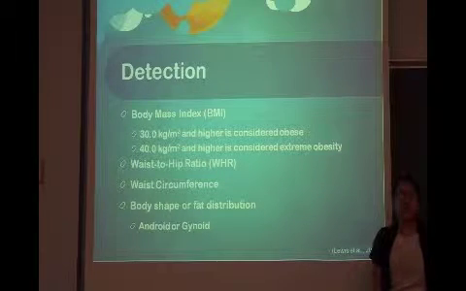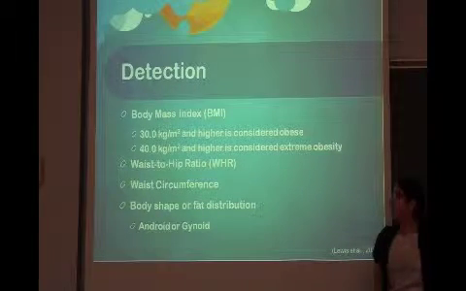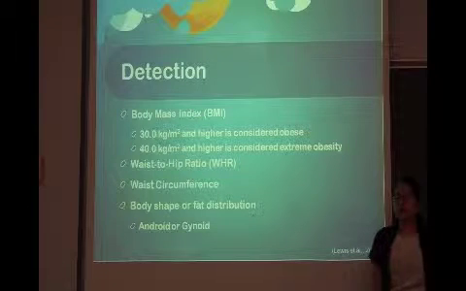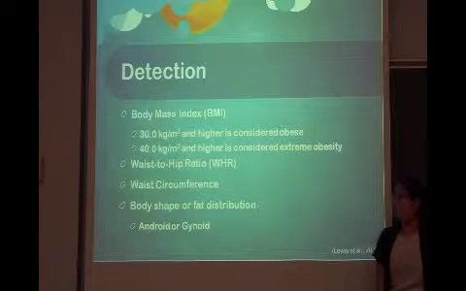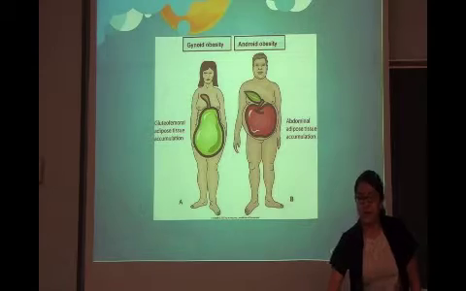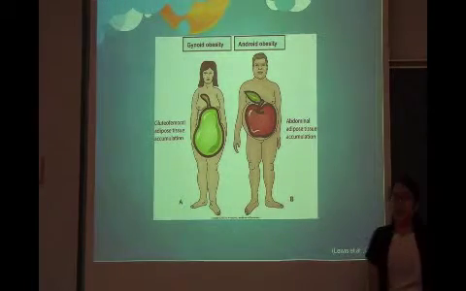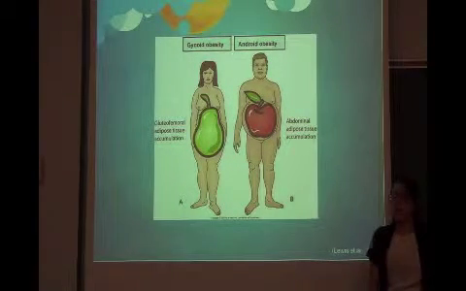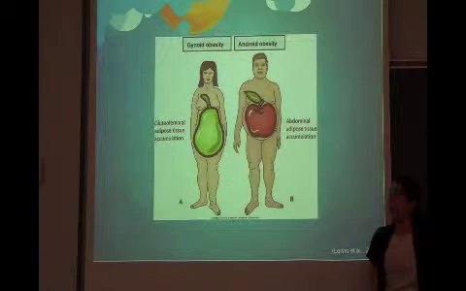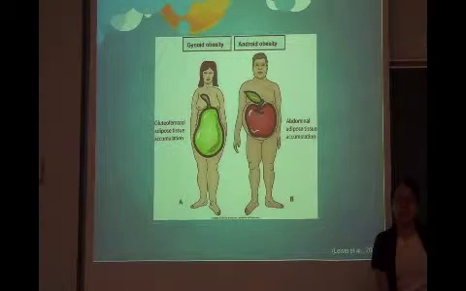You can also use the waist to hip ratio, waist circumference, and body shape or fat distribution. And there are two types, android or gynoid. This is a photo of gynoid and android obesity. Typically, gynoid obesity is known in females and android obesity is known in males.